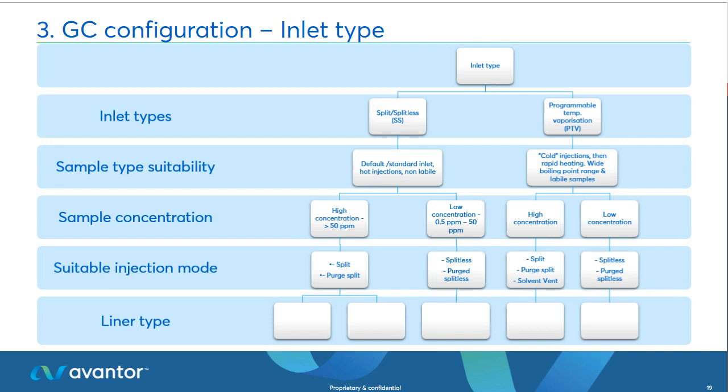Sample concentration for both of them can be high or low. Then when we look at the suitable injection mode, for high concentrations there's split and pulsed split. With the PTV, there's an additional option for solvent vent. And for low concentration samples, a lot of the time it's a splitless injection.